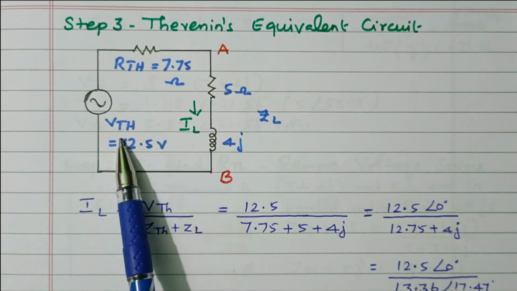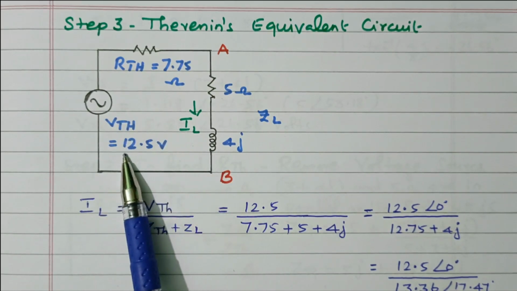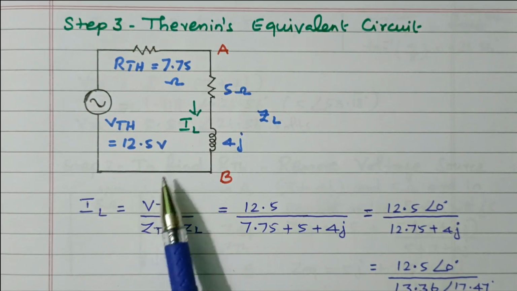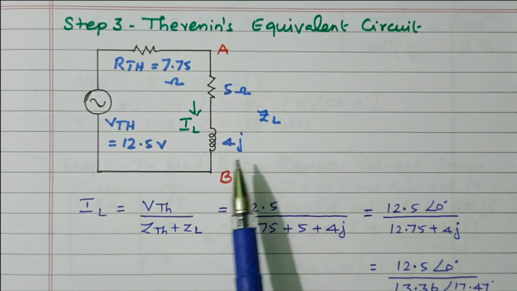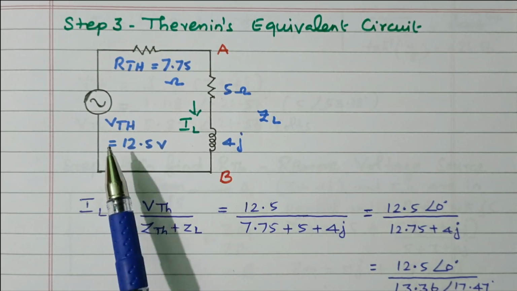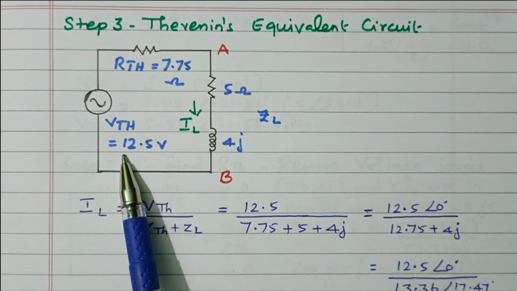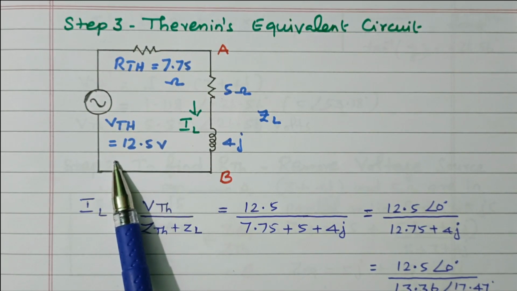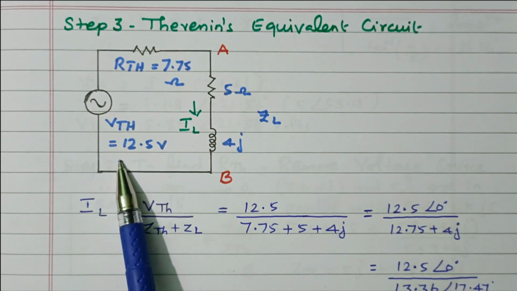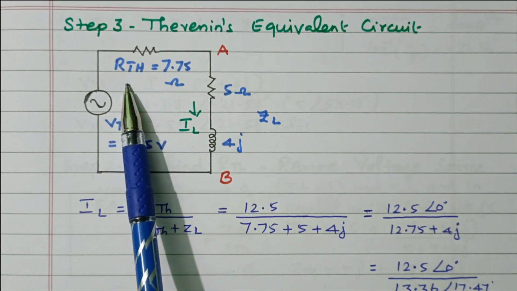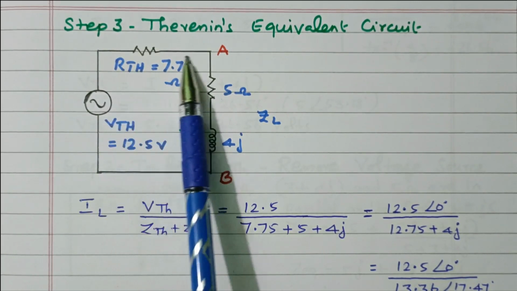I equal to V by R. V is V Thevenin, R is nothing but Z Thevenin plus ZL. So that we are calculating the Thevenin equivalent circuit. Contain one voltage source in series with the resistor. This V Thevenin is calculated by removing the load terminals, that is the open circuit voltage. This R Thevenin is nothing but the resistance across AB by removing all the sources. Right? So finally we draw this circuit.